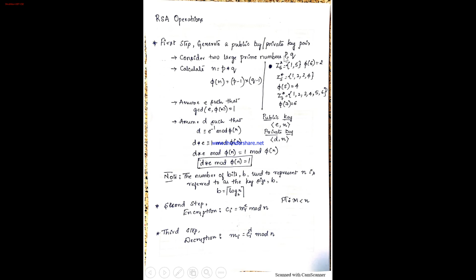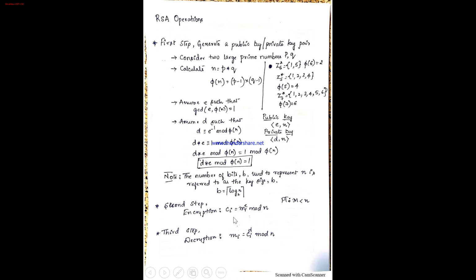You consider two large prime numbers, find the product of them and store it in n, then compute (p minus 1) into (q minus 1) and store that in phi of n. Then find a number which is relatively prime to phi of n and assume that to be E, and find its inverse mod phi of n, which becomes D. Thereby you get the public key and private key. The public key is E comma n and the private key is D comma n. Once you have done all these steps, the next step is to move on to encryption.